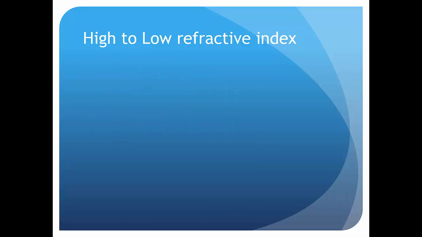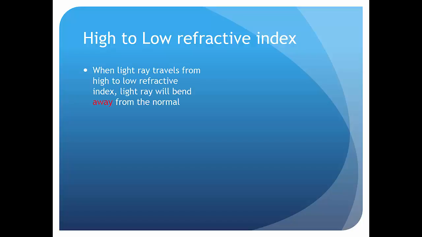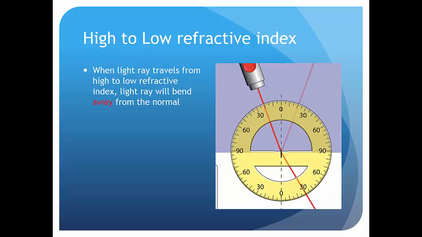Now, if the light ray is coming from high to low refractive index, the light ray will bend away from the normal. So this will be the case where you have a high refractive index and then it goes towards the low refractive index. It actually bends away from the normal. This time, you notice that the angle of refraction would be more than the angle of incidence. In this case, the angle of incidence is roughly about 20, and the angle of refraction is about 30.